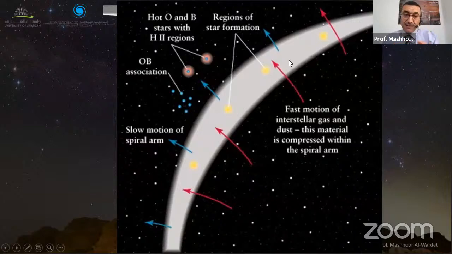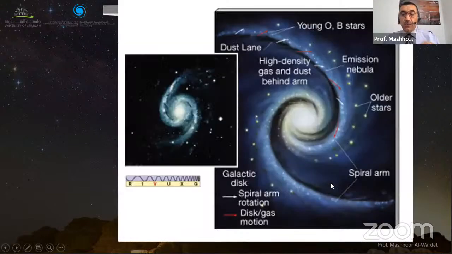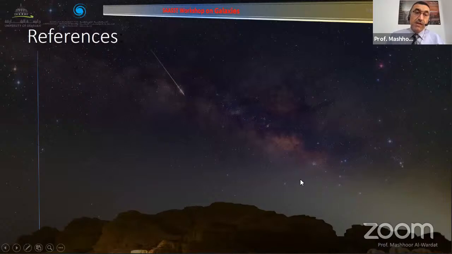This is just another image showing how these spiral arms form. This is the hot O and B stars, H2 regions, OB associations. So we are focusing on these stars to understand the formation, or the dynamics of the galaxy and how it moves. Young OB stars, the dust emission nebula, the older stars, and so on.